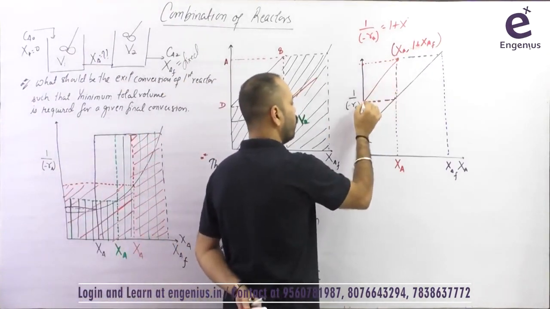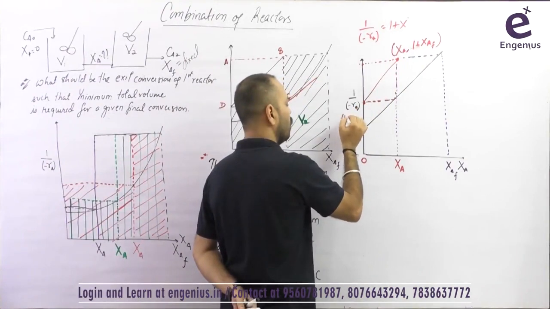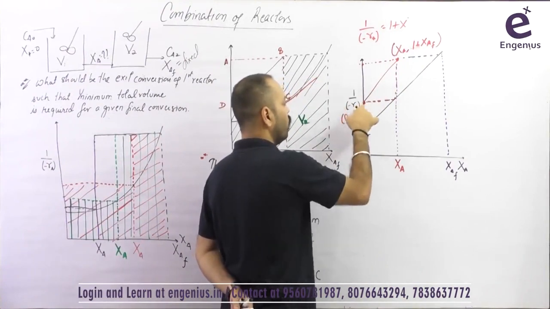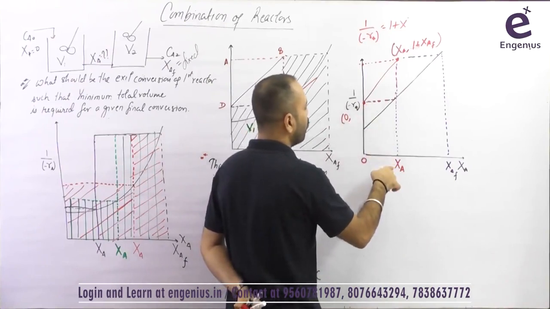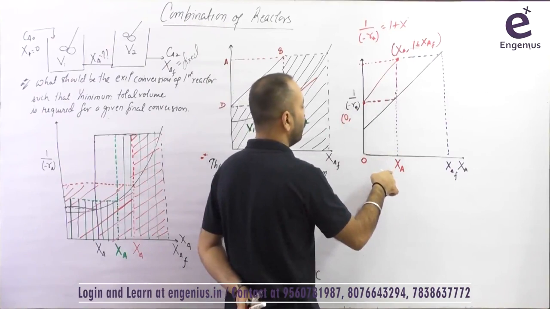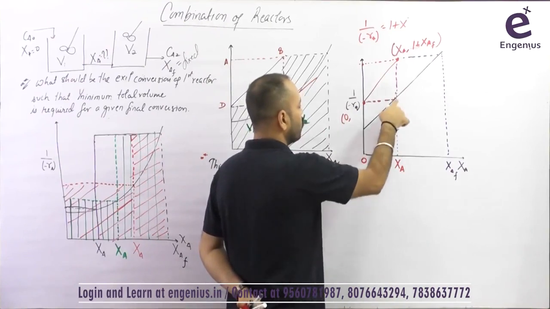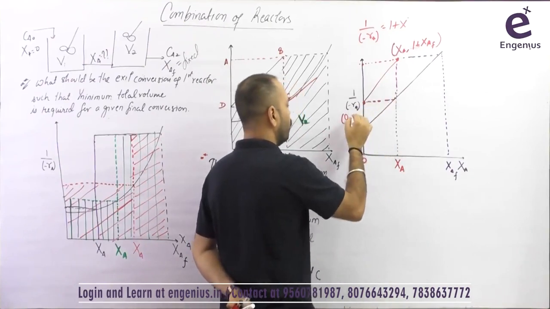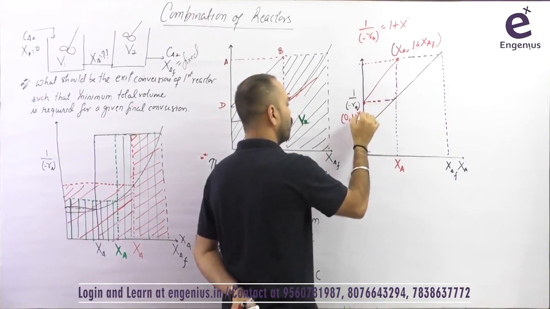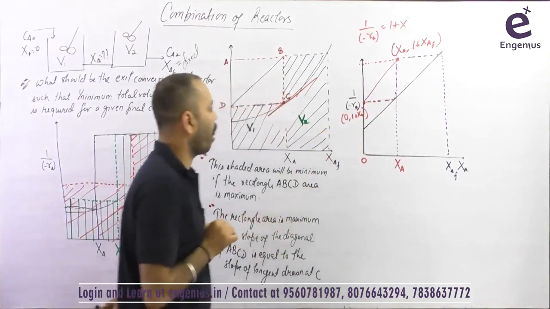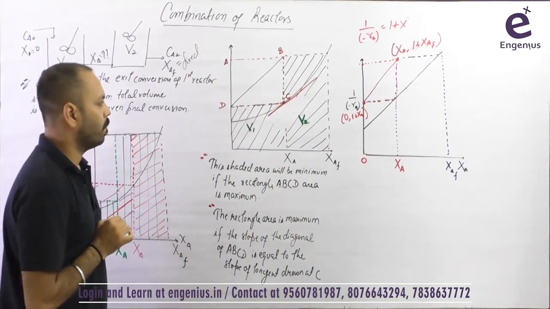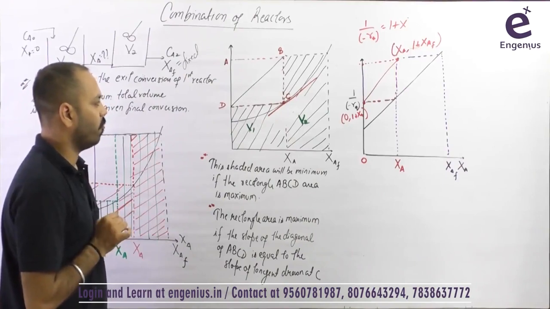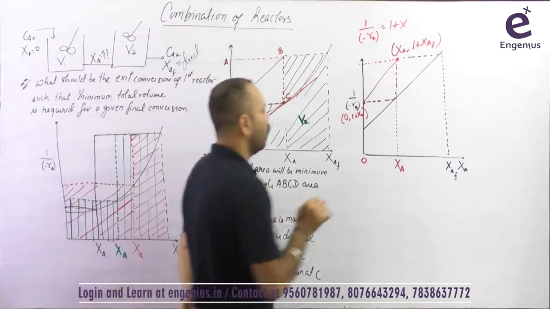What is the coordinate of this point? The x-axis is 0. For the y-axis, put this 1 plus x here, put xa here, the middle conversion in this equation. The same y-axis is here, so it becomes 1 plus xa. Right. I hope I'm not making any mistake here. The x-axis is xa and the y-axis is fine. Right, fine.